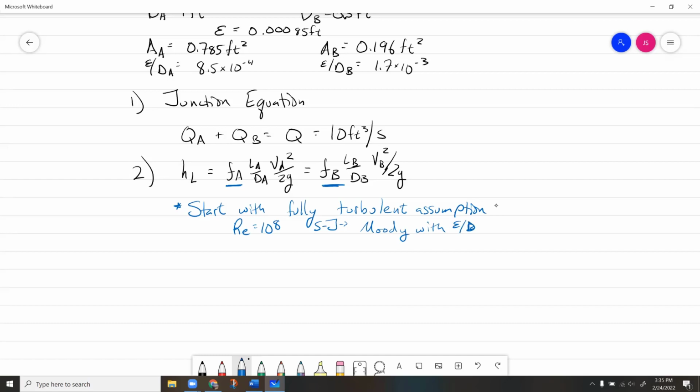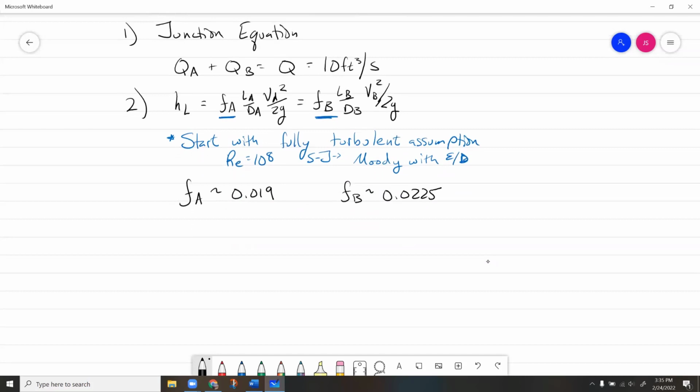Now we could plug that f value in, solve for velocity A and velocity B, and then iterate, calculating our Reynolds number again and our f value again. That would be the proper way to do it. Fortunately, we have software that will do those iterations for us. EPANET does that. So for this problem, we're not going to do that. We'll assume friction factor A is about 0.019, and the friction factor for pipe B is about 0.0225. Then we'll just move ahead with that.